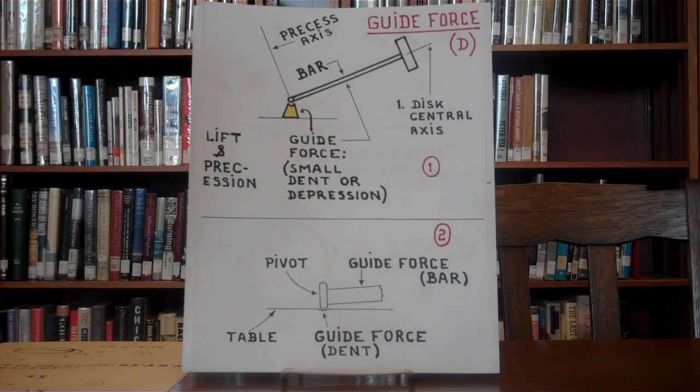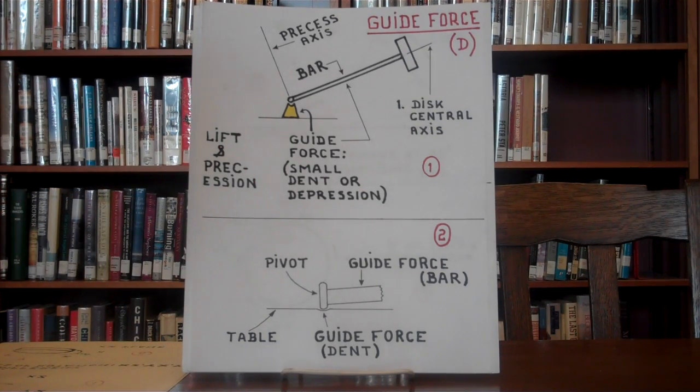A spinning or rotating gyro disc needs a guide force to help it lift or to help it precess. The tip end of the gimbal or bar must be guided with exceptional minimal force for lift and or precess. Otherwise, it will not do so. A gyro cannot lift or precess without a guide force. Number 2. We'll go to number 2 now.